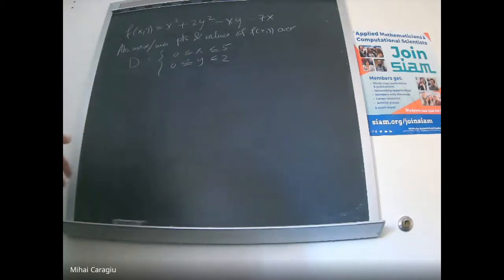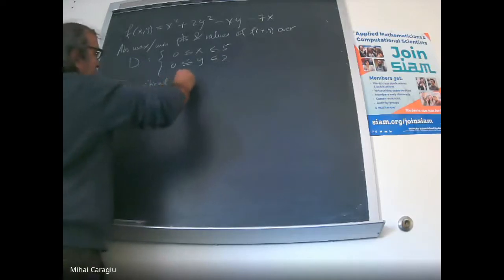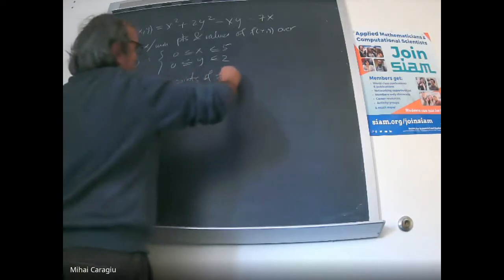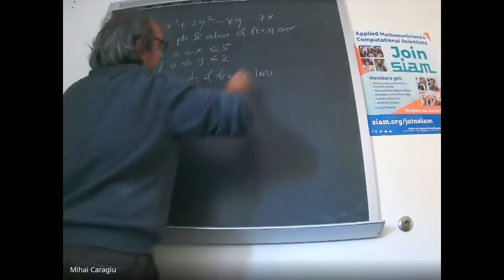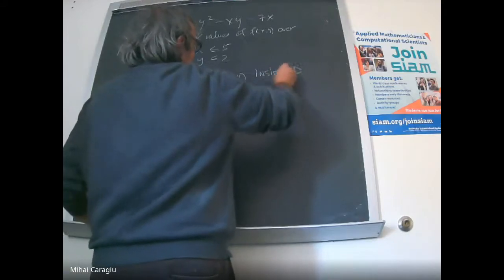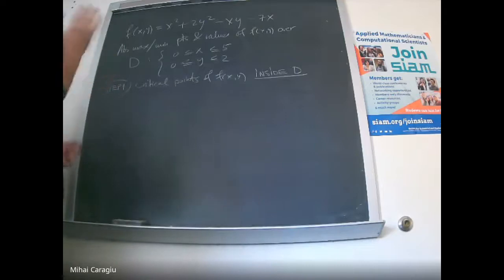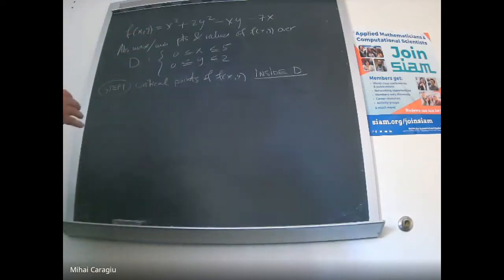Okay, so what's the algorithm, the method to find the absolute maximum and minimum? Step 1: let's concentrate inside D. Find the critical points of f of x, y in the interior of D, not on the boundary. Step 2: we have to find the values of the function along the boundary. Then step 3: we put together both step 1 and step 2. Okay, so let's do it in detail.